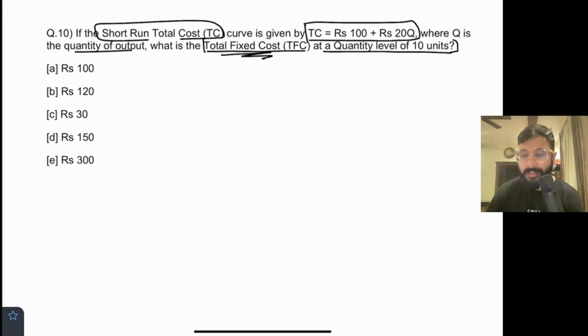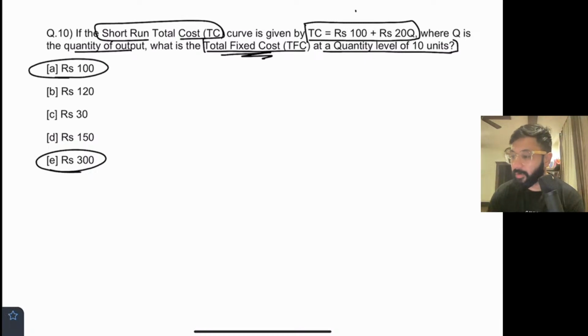Total cost will be 300. That is where the catch is. Total fixed cost will be 100, क्योंकि total cost and total fixed cost are different. This is fixed cost. This is variable cost, something that varies with the quantity of output. 100 rupees is fixed cost.